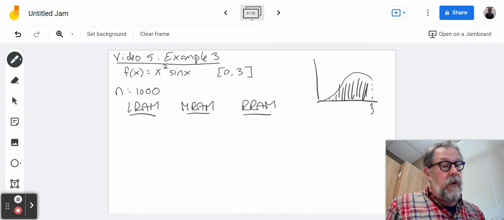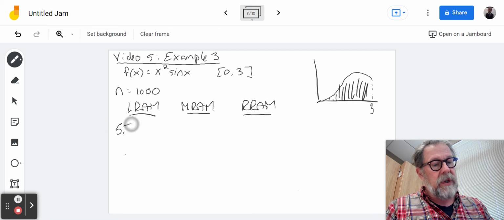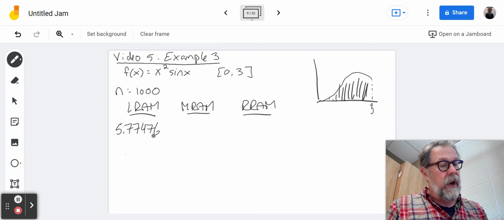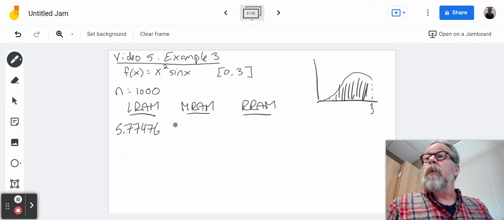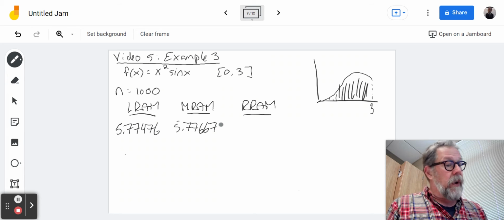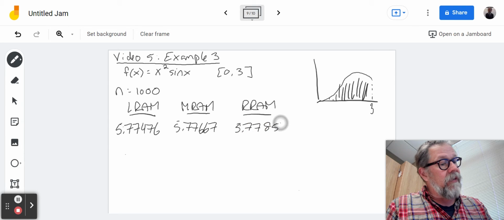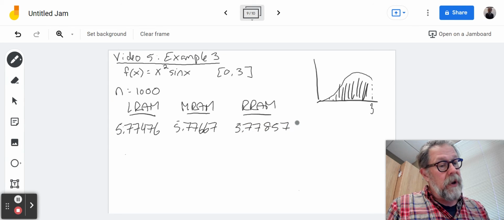If you want to do a few lower values, again, just to practice, but if we go up to 1,000, what we end up with is 5.77476 for the left rectangular approximation. We get 5.77667 for the middle rectangular approximation, and we get 5.77857 for the right rectangular approximation.